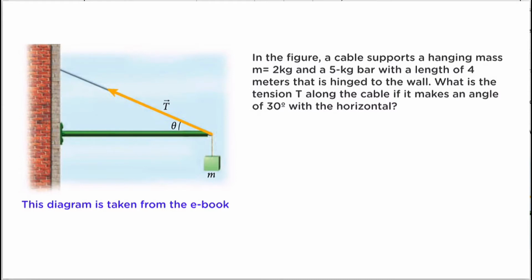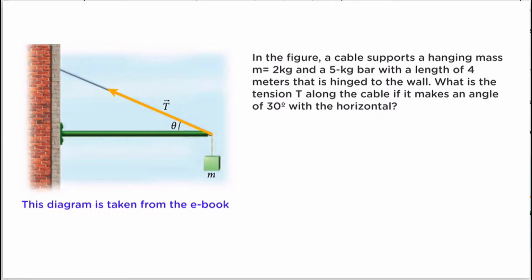So, in solving problems like this, the first thing that we need to do is to identify the forces that are acting on the object that is capable of rotating. In this case, that object is this bar right here. So we need to identify the forces that are acting on this bar. First, we already have tension. Next, we have the weight of this hanging mass.